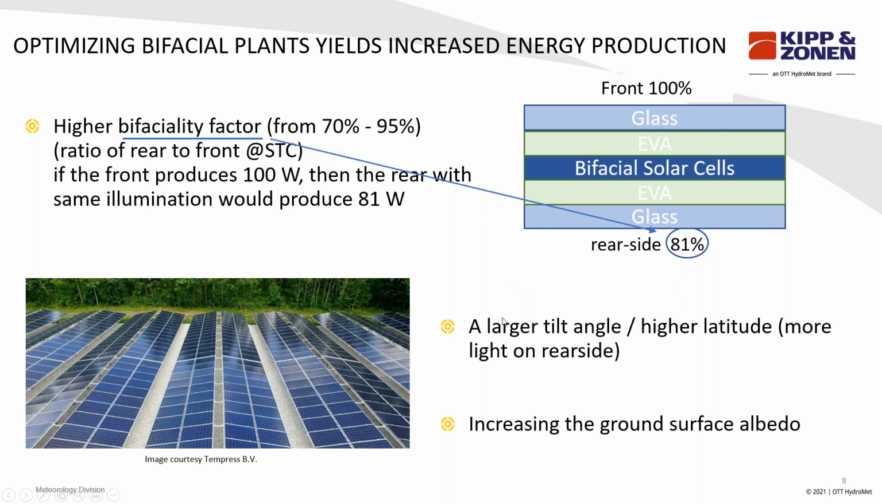Another factor of influence is the tilt angle or the latitude at which the plant is located. If the plant is located at a higher latitude, then the modules are typically tilted more, and you will get more light on the rear side of the module, and therefore also a larger bifacial gain. Now, another factor of influence you see in the photo on the left here, there is natural vegetation, which is green, but below the modules, they have placed white stones to enhance the ground surface albedo and therefore get more light on the rear of the modules.